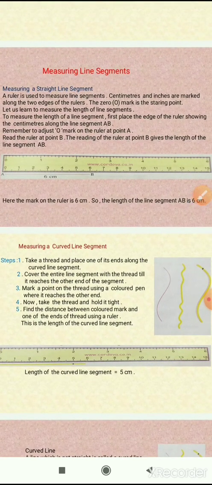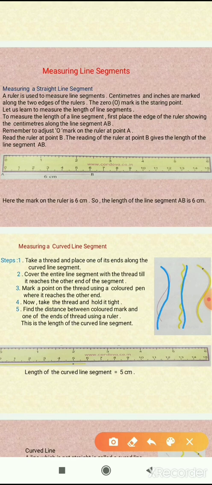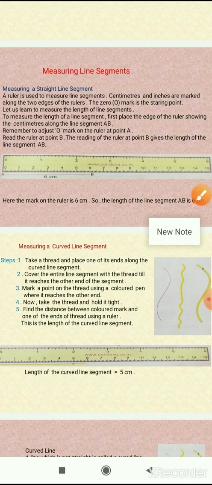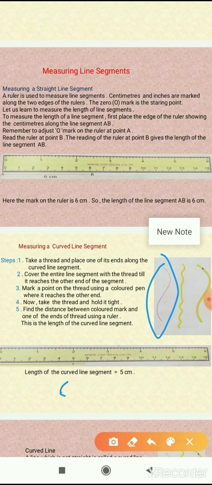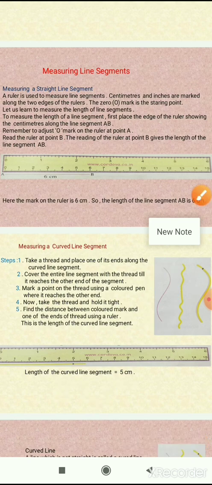Okay, take a thread and place one of its ends along the curved line segment and cover the entire line segment with the thread till it reaches the other end of the segment. So this is the curved line, and here we use a thread to measure its length, because with the help of a ruler we cannot measure the length of a curved line. It is not straight, it is curved. So to measure a curved line segment we need a thread.